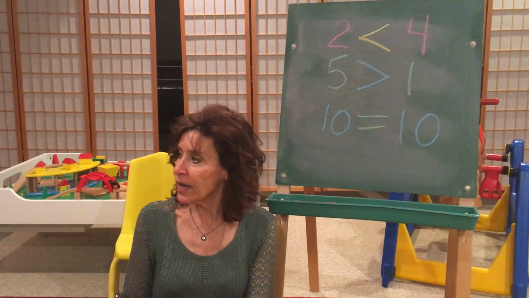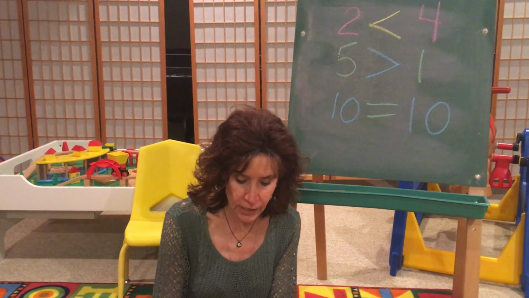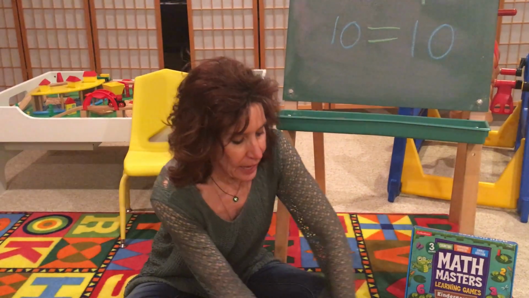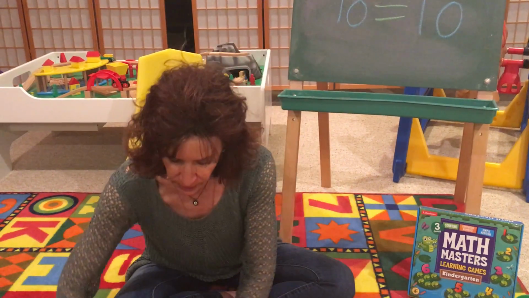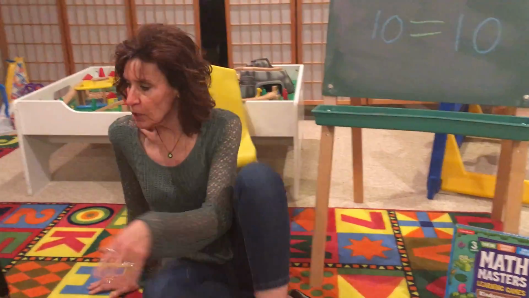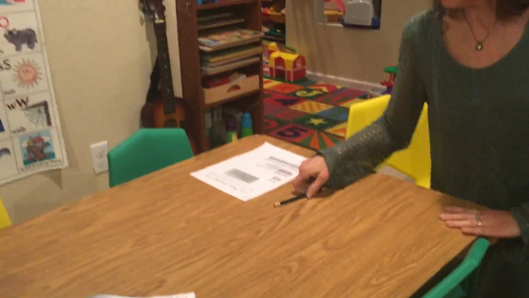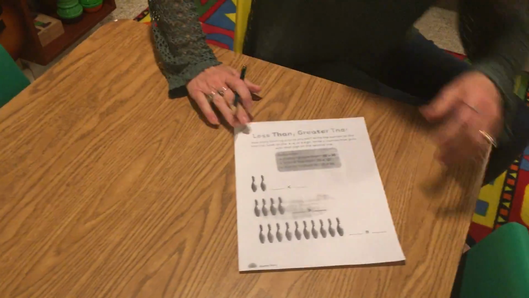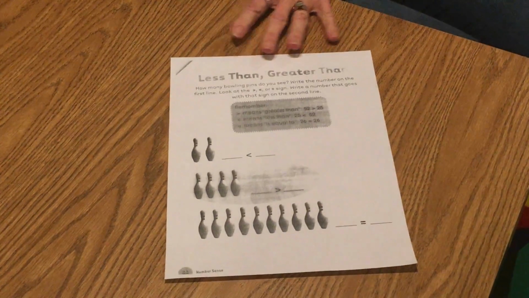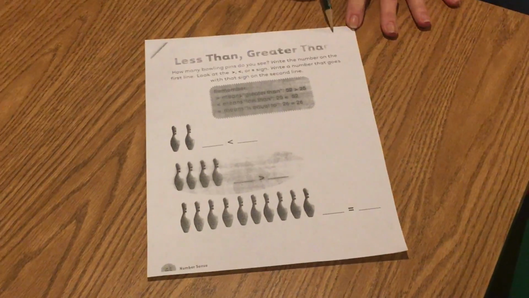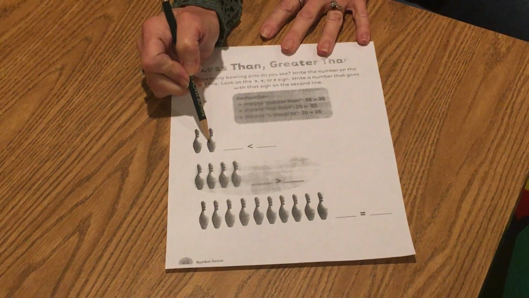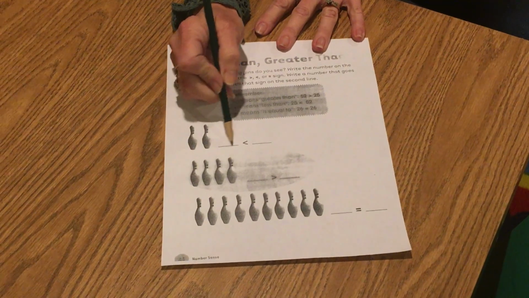And I want you to try a worksheet. I'll show you the first couple of them and I'll do them with you. And see if you can write those symbols on your worksheet. So your worksheet looks like this. It has bowling pins, okay? And first thing you always do is write your name on top. But this one says, count the bowling pins that you see and write it in the first space where there's a line.